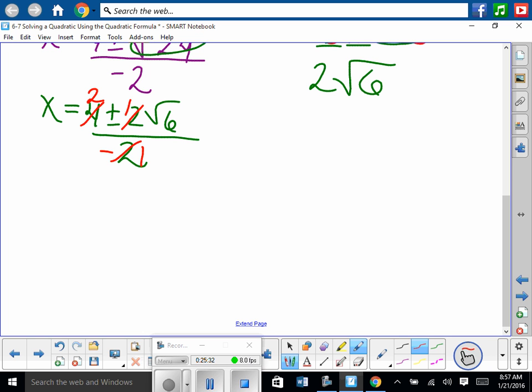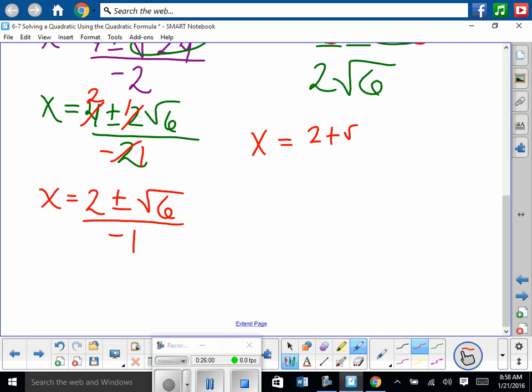Negative 2? Are we doing negative? I just divided by positive 2. Oh, so I still have a negative 1 on the bottom. Okay. So on top, I have x is equal to 2 plus and minus 1 square roots of 6, which I'm just going to write as the square root of 6, and that's all over negative 1. So now you'll say, okay, I'm going to split it up. So x is equal to 2 plus the square root of 6 all over negative 1. X is equal to 2 minus the square root of 6 all over negative 1.